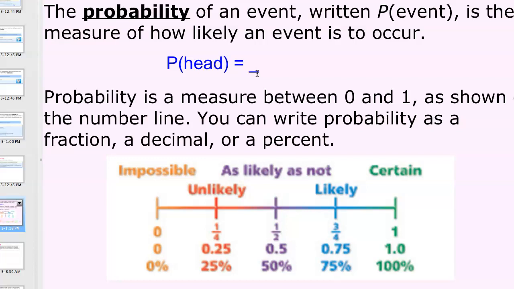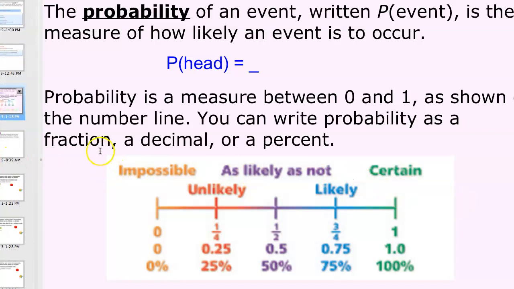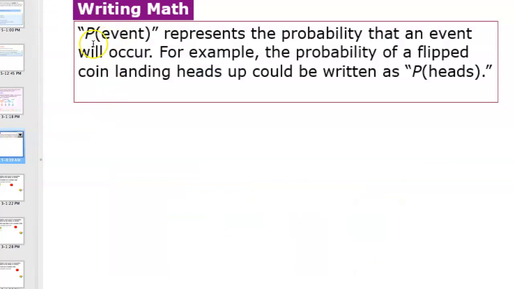So the probability is a measure between 0 and 1 in decimal form. And you can write probability as a fraction, a decimal, or a percent. So if it's 0%, that means it's completely impossible, all the way up to 1, which is 100%, that means it's certain, it will happen. It's unlikely if it's between 0 and 25%. It's as likely as not if it's about 50%. It's likely if it's 75%. Okay? So again, it's just written P of event, so P of heads.